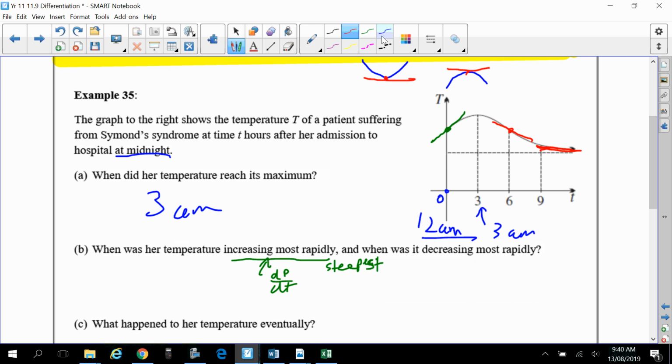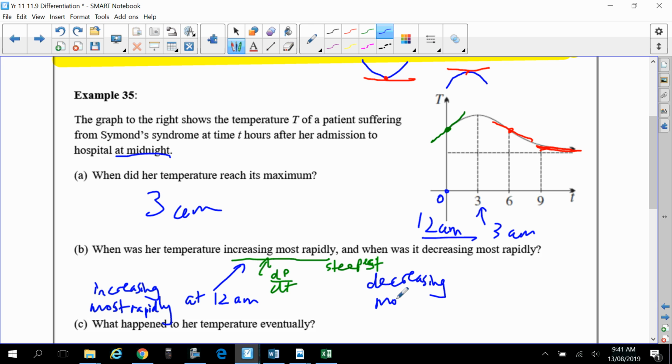So we would say increasing most rapidly at 12 a.m., and decreasing most rapidly, that will be 6 a.m., if that makes sense. Hopefully it makes sense. So again, just interpret it as steepest, right? That's positive steepest, that's negatively steepest.